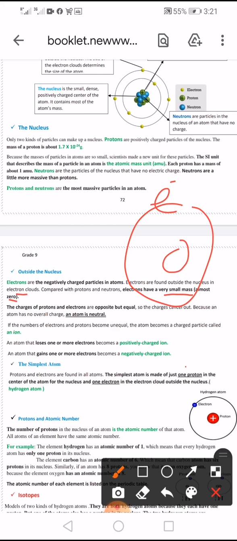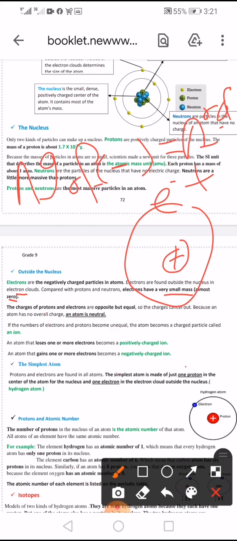So if we have one positive charge inside the nucleus, we also have one electron. The number of electrons, which are negative, equals the number of protons inside the nucleus, the number of positive charges equals the number of negative charges. Why? Because the atom is neutral, so the number of protons equals the number of electrons.